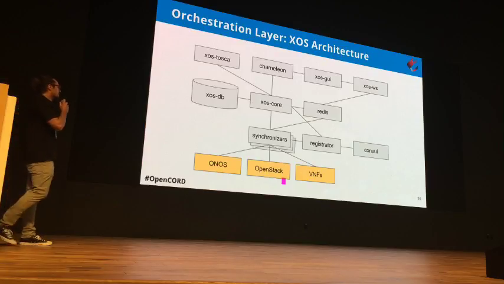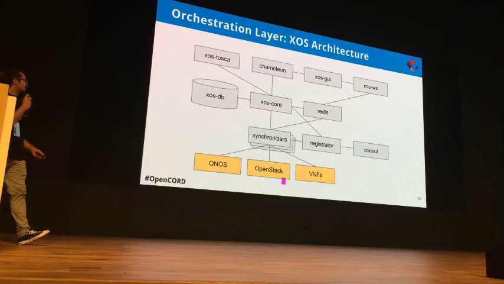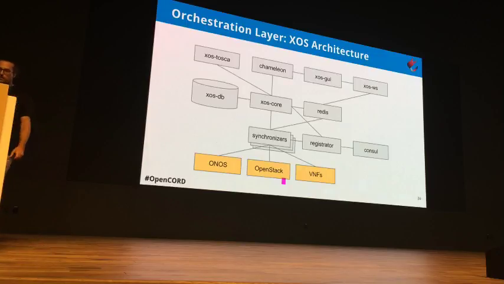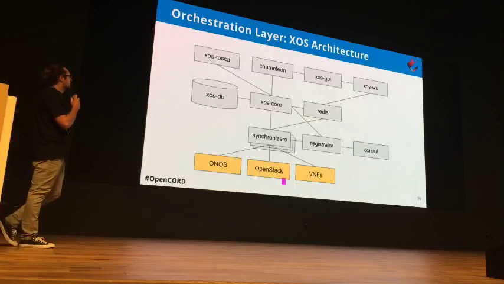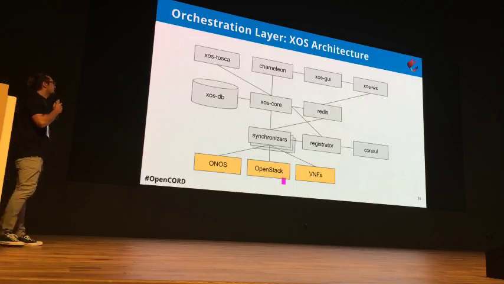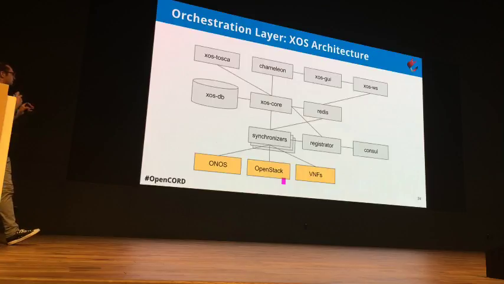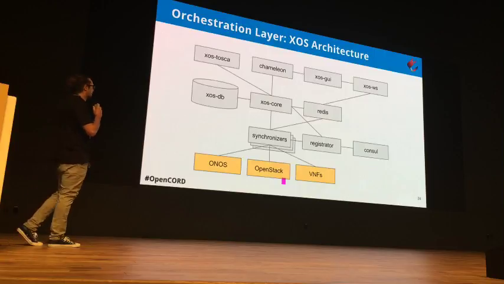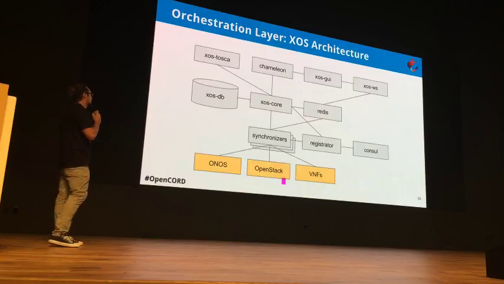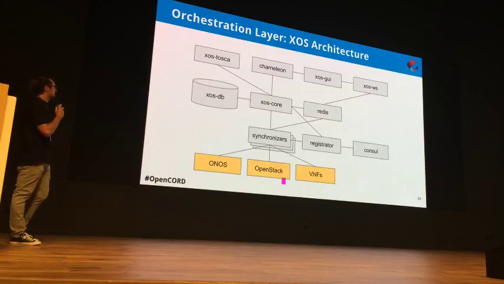We have a core that is hosting the data model and storing it in a Postgres database. A Redis container is responsible for shipping notifications around the system. Registrator and Consul are nothing but two utilities that let us do service discovery, so we don't need to have a perfect knowledge of what services are loaded in the system, but we can extend them or tear them down and everything will adapt itself.